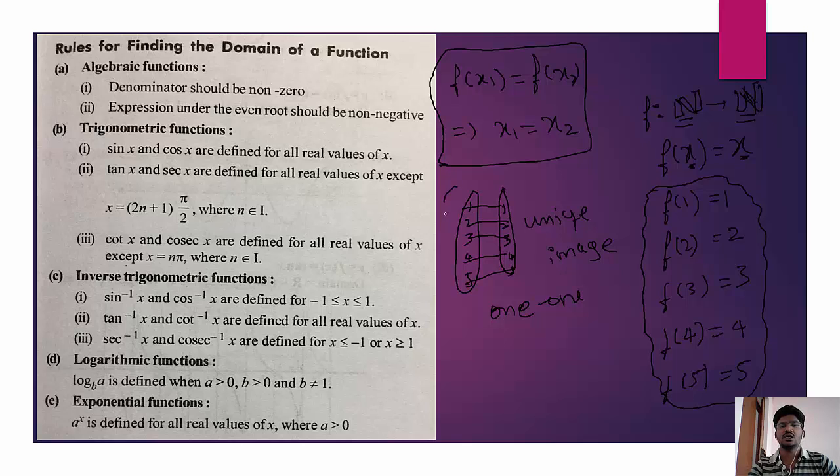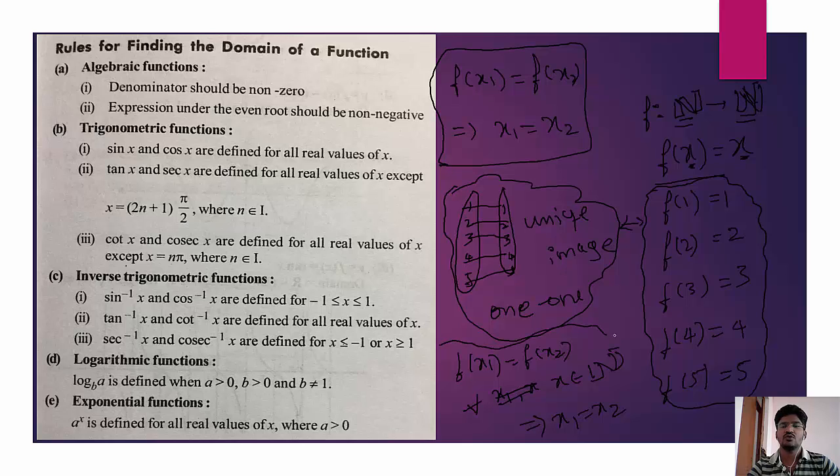But how to write this? This is also the rough work which we have understood. But whenever you are solving this, if it is 1-1, you have to show that f of x1 equal to f of x2, for every x1, x2 belonging to N, implies x1 is equal to x2. This you have to write if we are asked in an exam whether the given function is 1-1 or not, and you have to explain it.